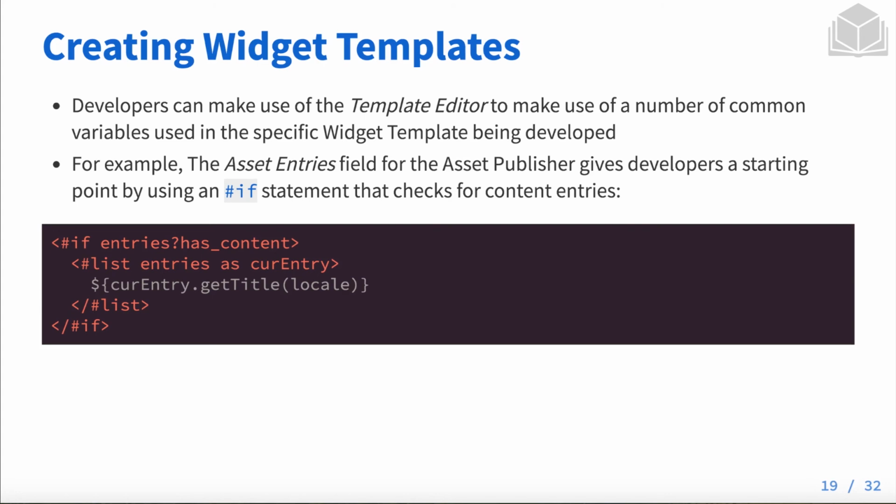So for example, if we want to get the asset entries for an asset publisher template, one of the variables in there allows us to simply add in the if statement needed to check our content entries. We can basically go in and add the functionality we want within that code snippet. So just a few things to look at in the editor to make your life a little bit easier when developing these templates.